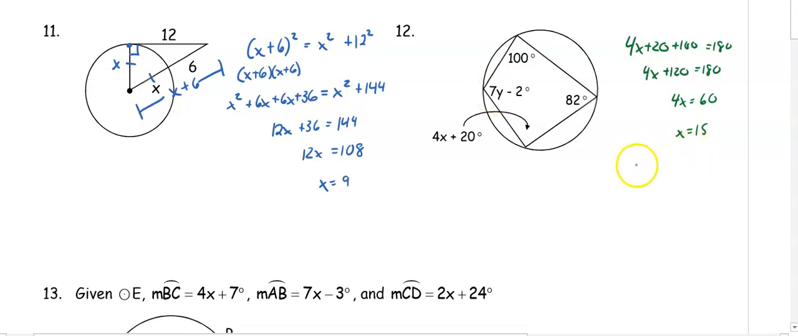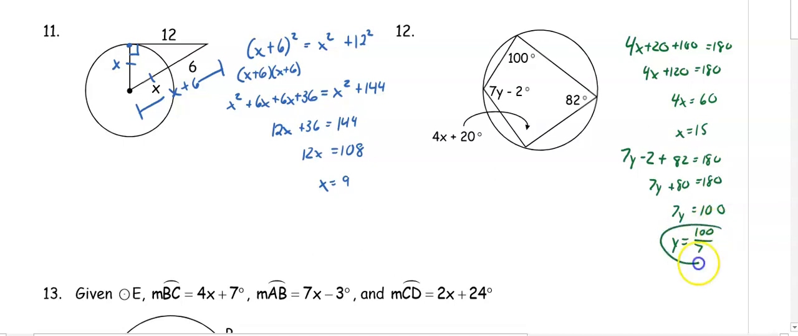Then to solve for y, those are also supplementary. So 7y minus 2 plus 82 is equal to 180. So we get 7y plus 80 is equal to 180. We can subtract 80 from both sides. 7y is equal to 100. So when we divide, this is going to be a fraction of 100 over 7.